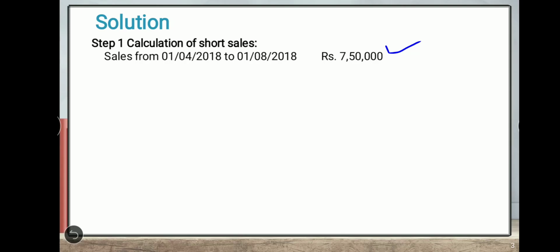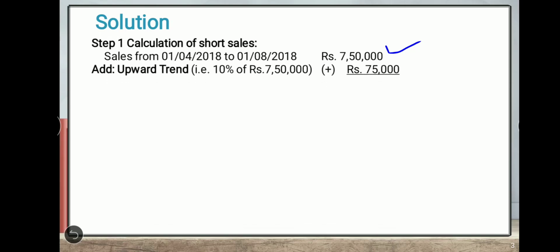But there is an upward trend in the business. It means we have to increase these sales by 10%. So add the upward trend in the business, which is 10% of 7,50,000, which is 75,000. So the total of this is 8,25,000.